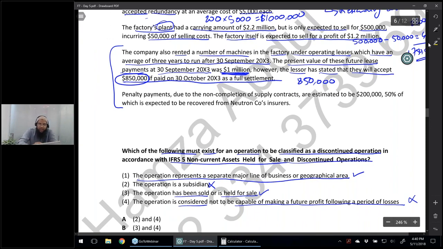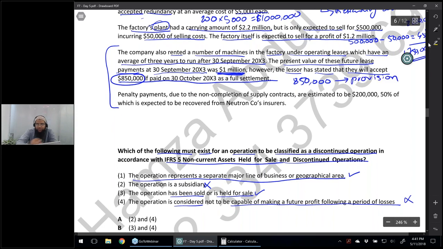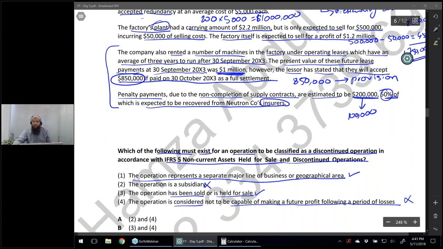And then the question further says that penalty payments due to non-completion of supply contracts are estimated to be $200,000. So $200,000 penalty is going to be paid on the contract termination. So we will be recording provision for that too. 50% of which is expected to be recovered from Neutron's insurers. So we are expecting that 50% will be recovered. So should we be recognizing provision of 200 or should we be recognizing provision of 100? What do you people say? Because 50% will be covered from the insurers. Tajwar is saying 100. What about others?